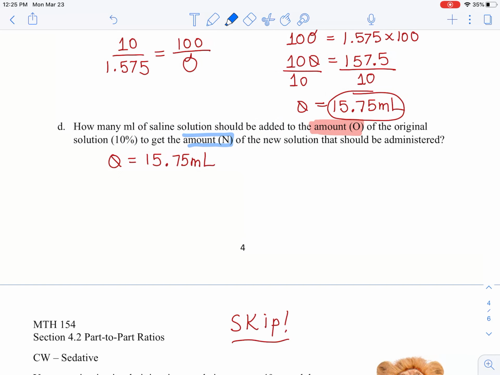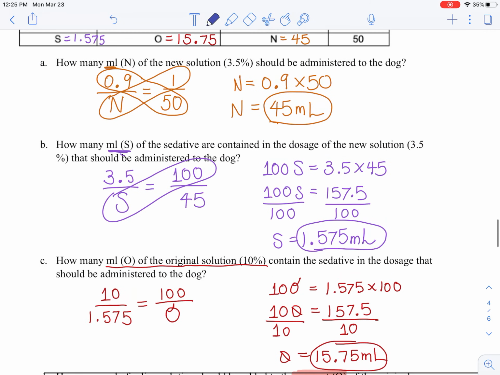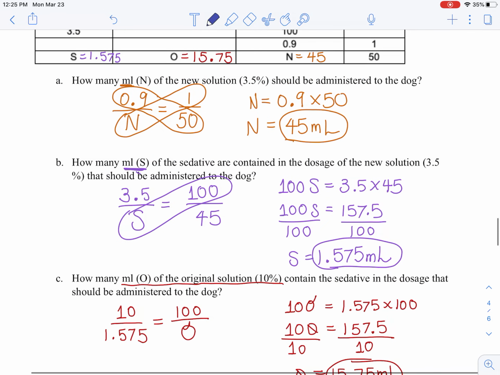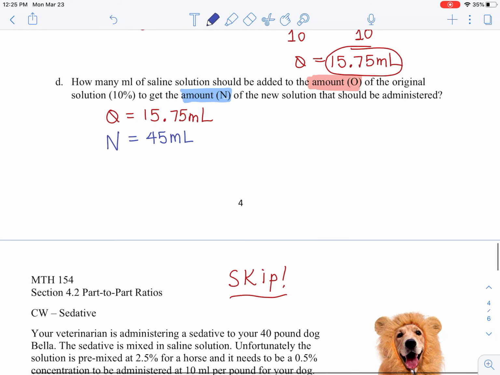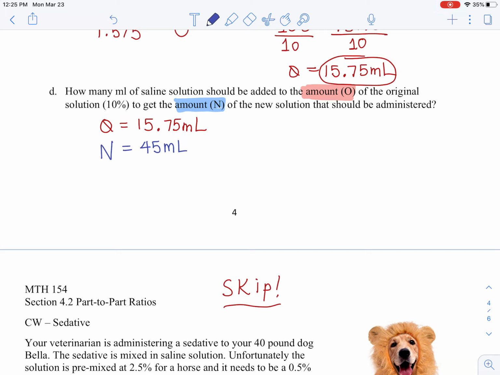And the amount for the new solution, let me write that down. N equals, we found this somewhere, right? Let me go find N. N was 45 milliliter. You see right here, N is 45 milliliter. That should be the new amount for the dog. And here's the question. How many milliliter of the saline solution should be added to this 15.75 so that it becomes 45 milliliter? We can simply do that by doing N minus O, right?